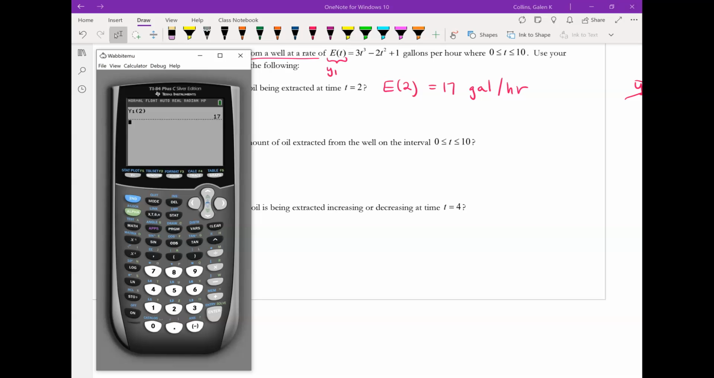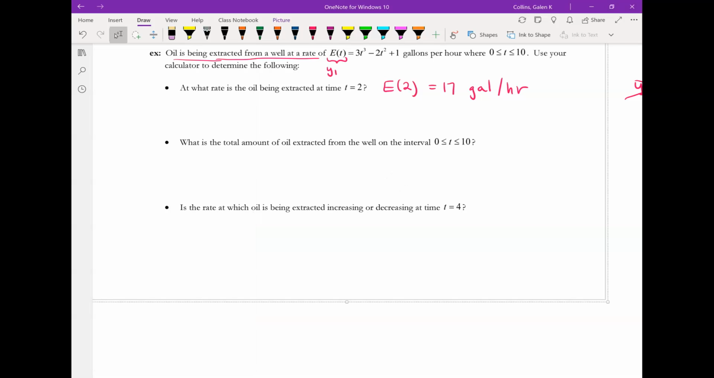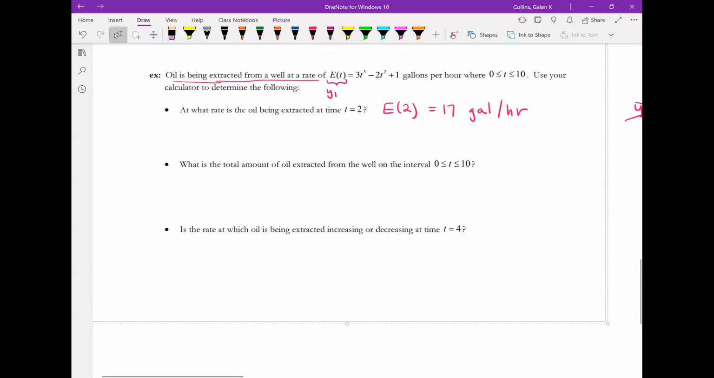All right, so the next question, we are asked what is the total amount of oil extracted from the well on the interval from 0 to 10. So if E represents the rate at which oil is being extracted, then to find the total amount extracted we must integrate. So what this is asking is from 0 to 10 for us to evaluate the integral of E of t. And we can do this in a calculator.